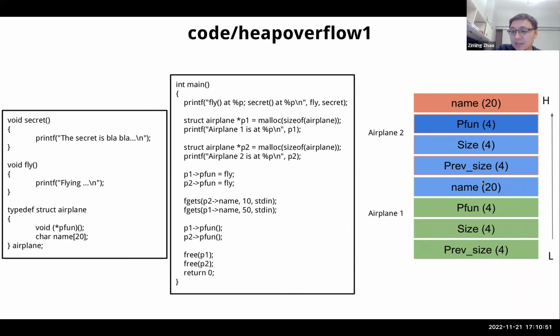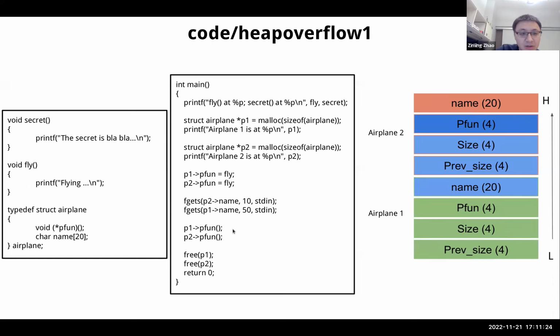We will be able to exploit something like this, but for this simple example, we don't need to exploit those two. So we can just put garbage here, not here, in the size and previous size. But we can change this function pointer to point to print secret. So after we set the names, airplane 1 will call its function pointer. Instead of calling flying, we're going to call print secret.